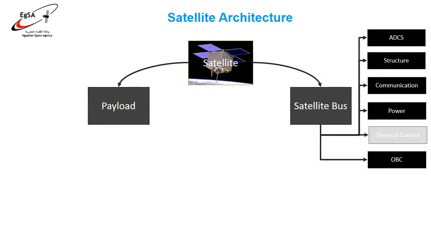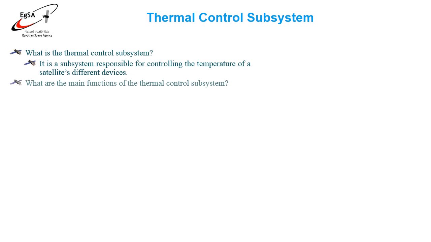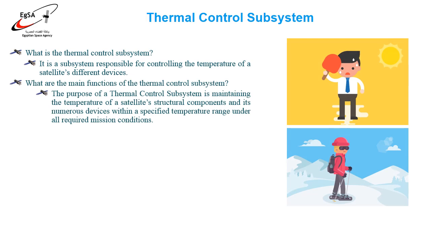Now we move to the thermal control subsystem. So what is a thermal control subsystem? It is a subsystem responsible for controlling the temperature of a satellite's different devices. Now we move to the second question. What are the main functions of a thermal control subsystem? The purpose of a thermal control subsystem is maintaining the temperature of a satellite's structural components and its numerous devices within a specified temperature range under all required mission conditions.